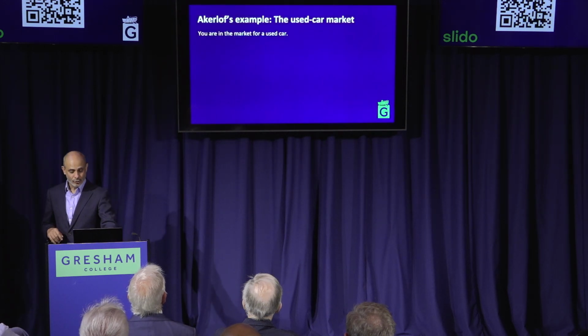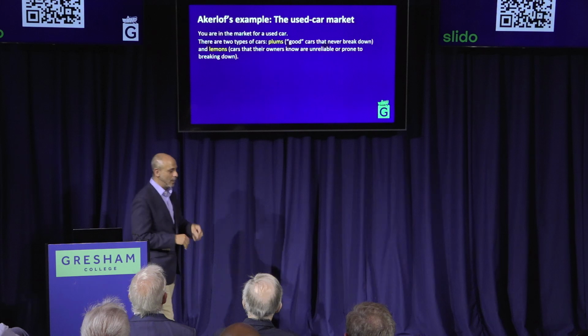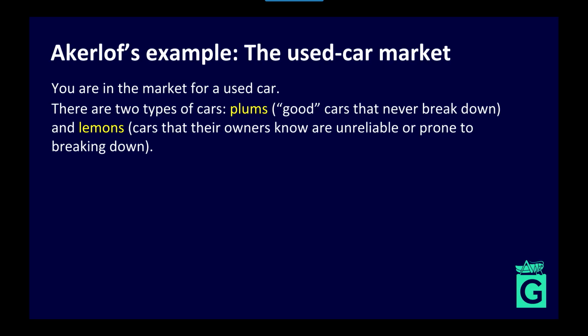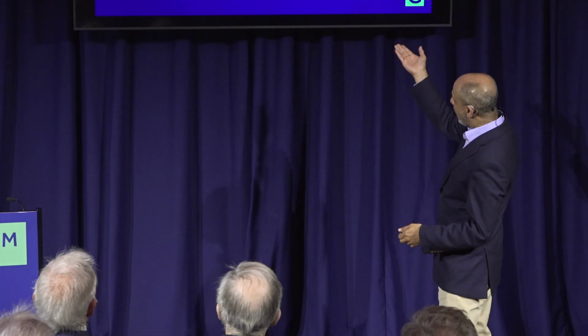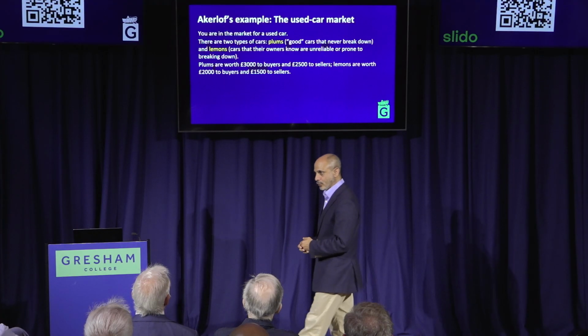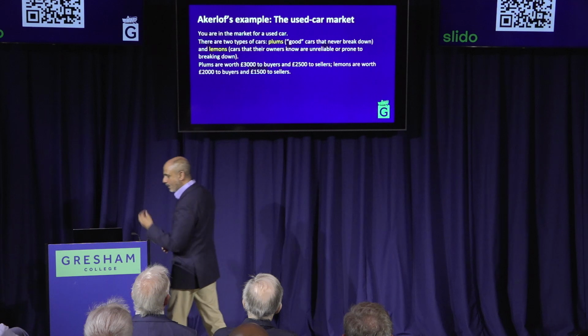So you're in the market for a used car, and it turns out there are two types of cars. There are plums, which are good cars that never break down. There are lemons that break down all the time. Now, we also know that plums are worth 3,000 pounds to buyers, and they're worth 2,500 pounds to sellers. Lemons, in contrast, people would buy lemons too, but they just won't want to pay the same price as for a plum. The plum is 3,000, the buyer might be willing to pay 2,000 for the lemon because they will have to have it fixed up after they buy it. But the seller values the lemon at 1,500 pounds.